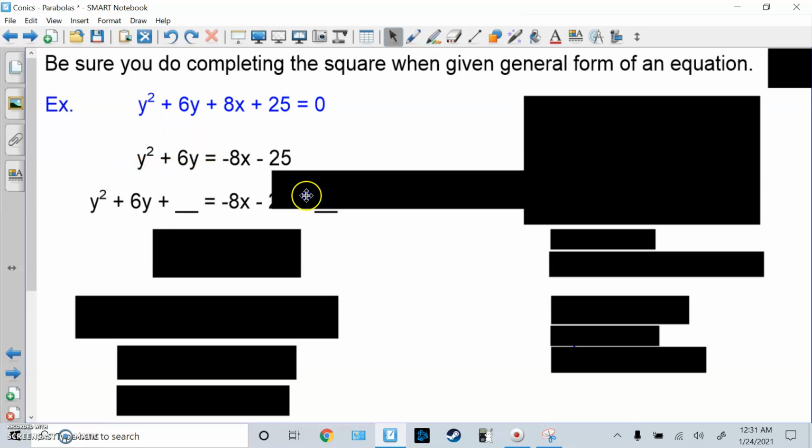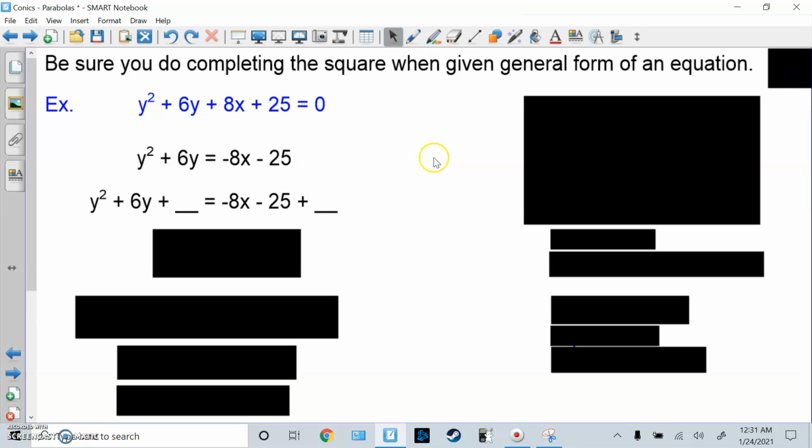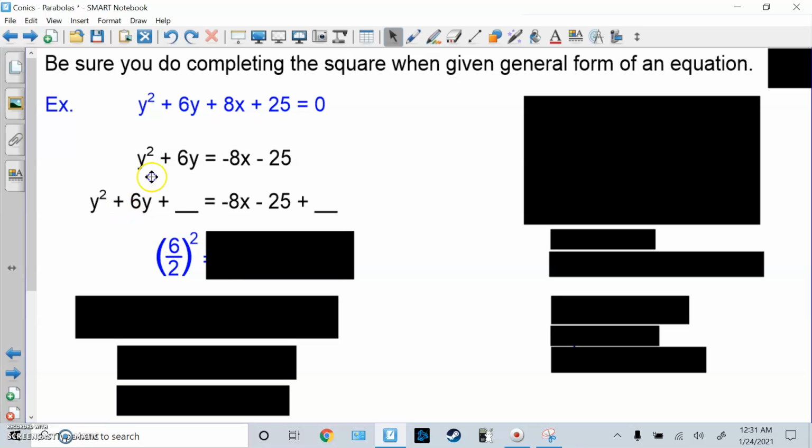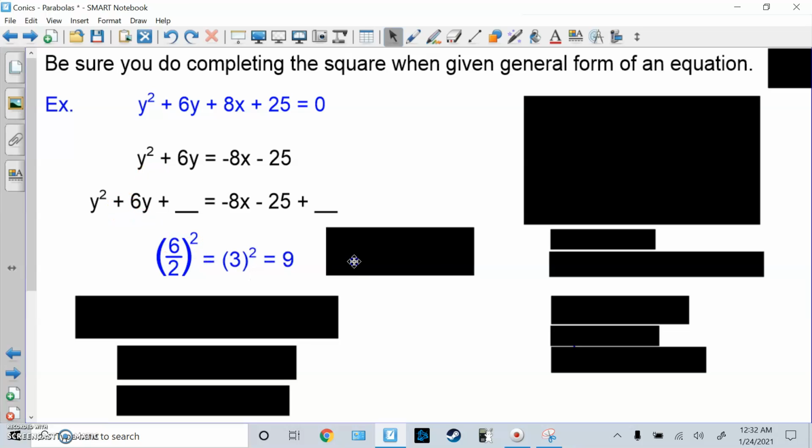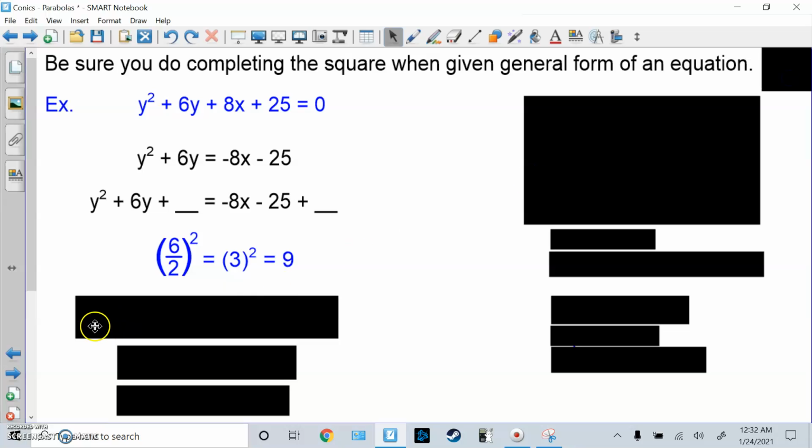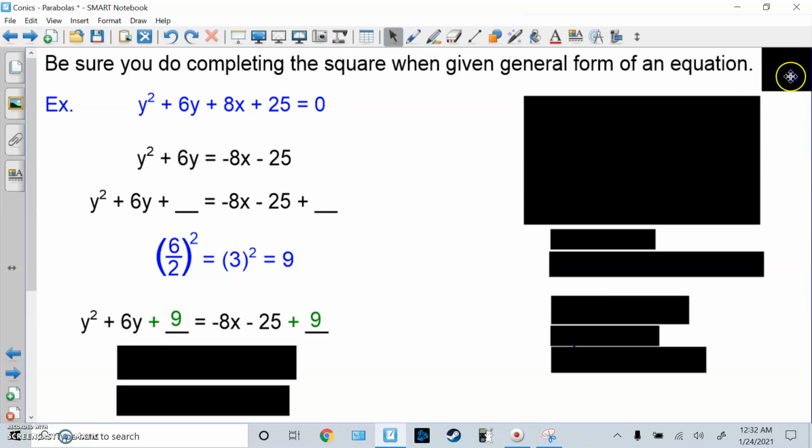I'm going to have to find the missing thing and add it to both sides. So this is an equation. We're completing the square by adding what's missing. To find what's missing, you do b divided by 2. So 6 divided by 2, squared. That's positive 3 squared, which is just 9. 9 is the magic number I'm going to add to both sides.